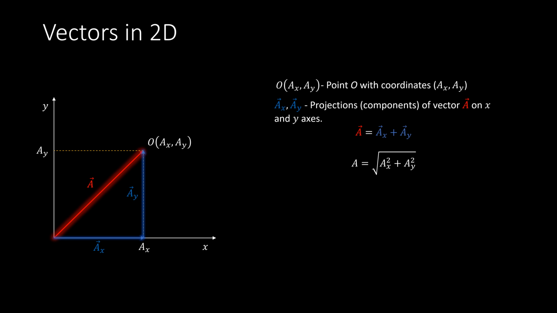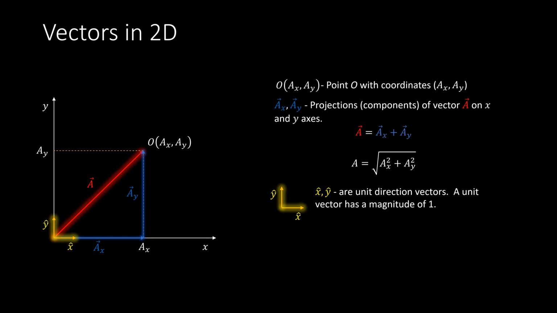It is often useful to have a shorthand notation to specify directions. That is why we introduce unit vectors. Unit vectors are always pointing in the direction of the positive axis. They have a magnitude of 1 and only specify direction. The unit vector in the x direction is x hat, and the unit vector in the y direction is y hat. In three-dimensional space, we have one more unit vector, z hat, in the z direction.